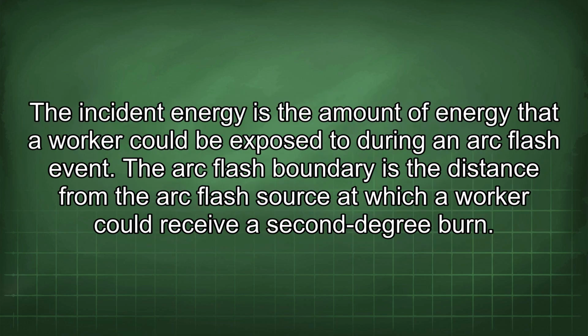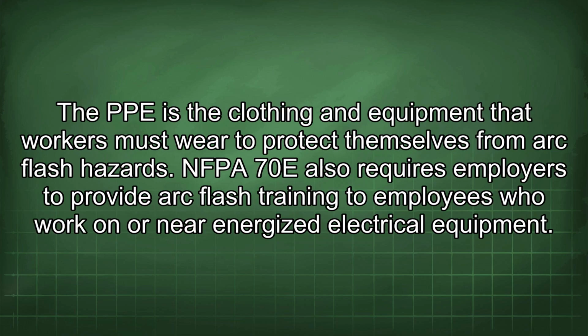The incident energy is the amount of energy that a worker could be exposed to during an arc flash event. The arc flash boundary is the distance from the arc flash source at which a worker could receive a second-degree burn. The PPE is the clothing and equipment that workers must wear to protect themselves from arc flash hazards.